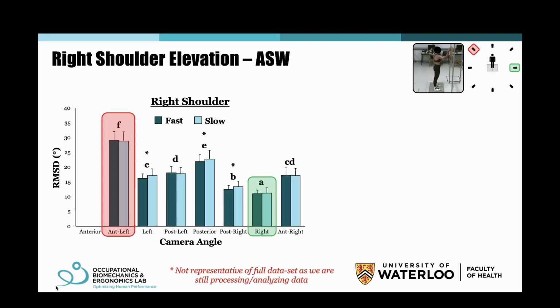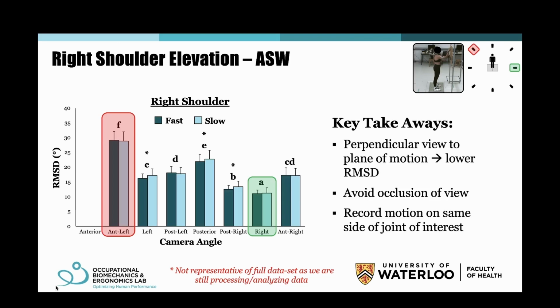Again, I'm going to populate the rest of the bars in there, and everything is in between. But the key takeaways here: a perpendicular view to the plane of motion results in lower differences between the Theia data and the computer vision tools. Avoiding occlusions is also important, because if you can't see it, it's not going to track it well. And if we take the left and right side data together, it shows that we need to record motion on the same joint of interest in order to optimize the results of our computer vision tools.